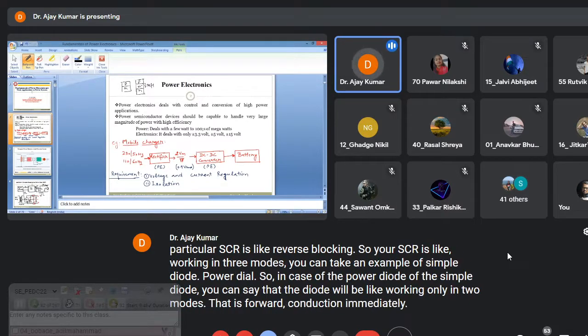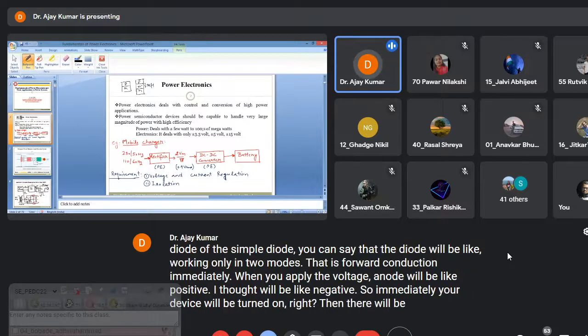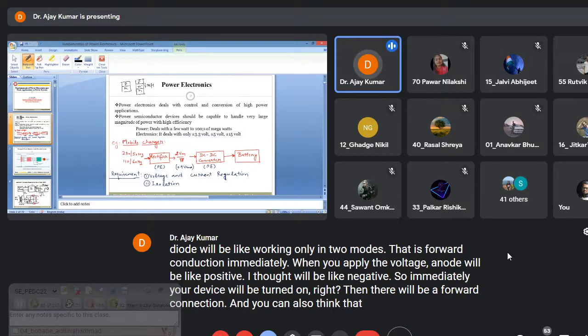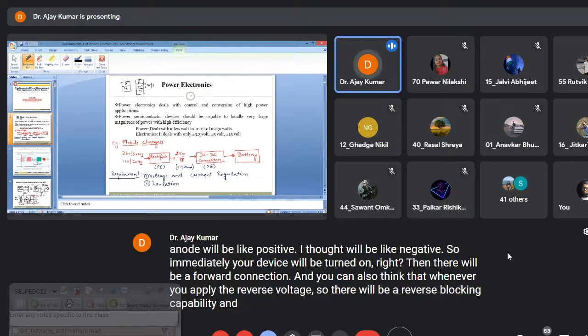Immediately when you apply the voltage, anode will be positive, cathode will be negative. So immediately your device will be turned on, right? Then there will be a forward conduction. And whenever you apply the reverse voltage, there will be a reverse blocking capability, and that mode will be there for that diode.